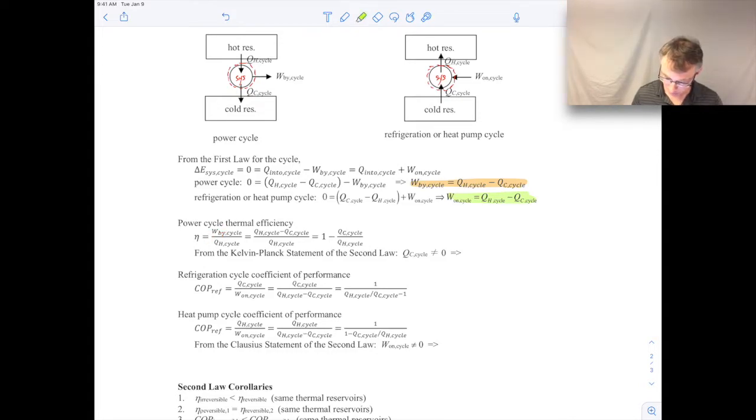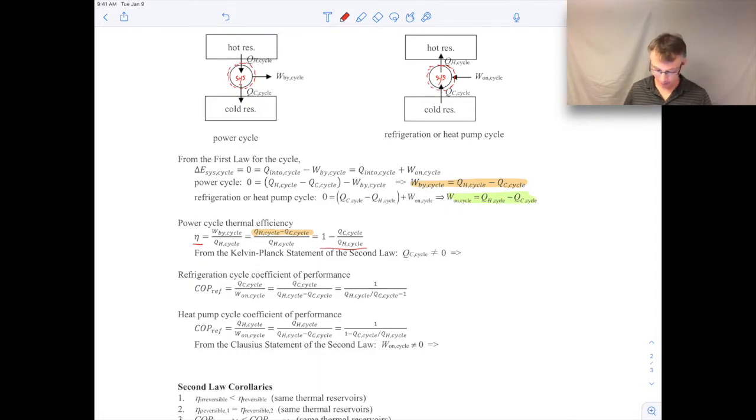And then if we make use of our first law expression for the work, that's this numerator here, we'll get that, and then we can rearrange it and get this expression right here. 1 minus QC over QH over the cycle. That's what we have for our thermal efficiency for that power cycle.